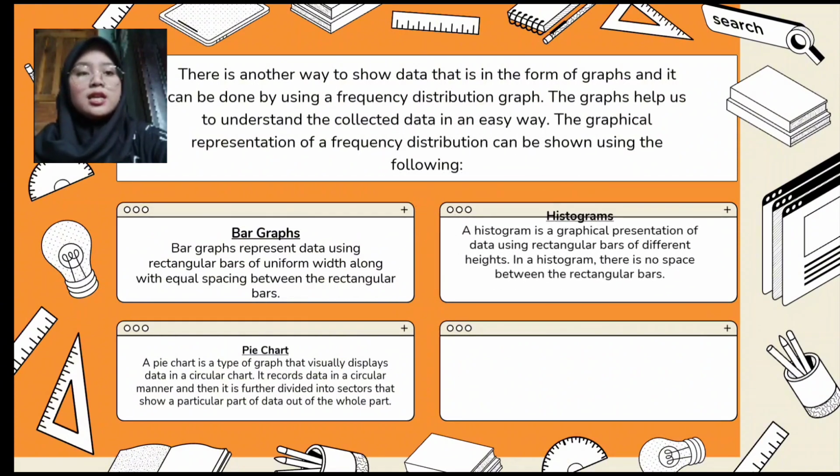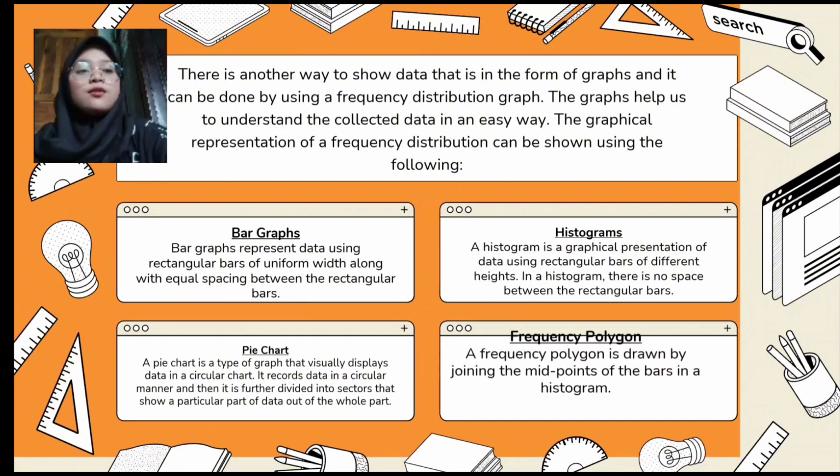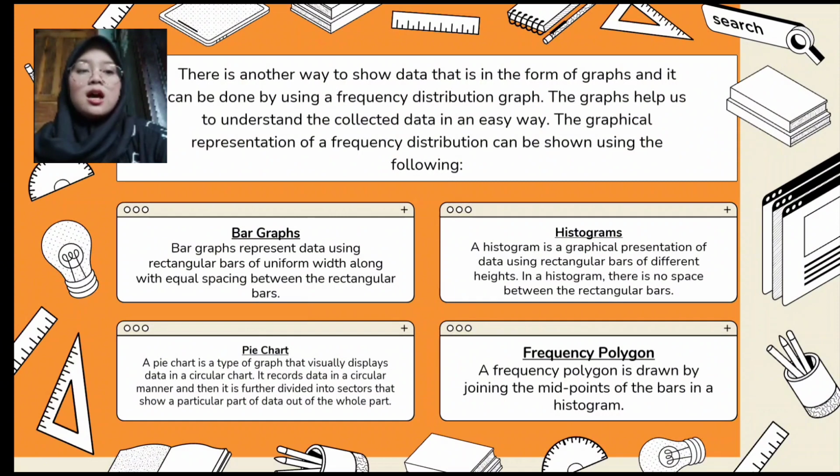Number 3, histograms. A histogram is a graphical presentation of data using rectangular bars of different heights. In a histogram, there is no space between the rectangular bars. And then, frequency polygon. A frequency polygon is drawn by joining the midpoints of the bars in a histogram.